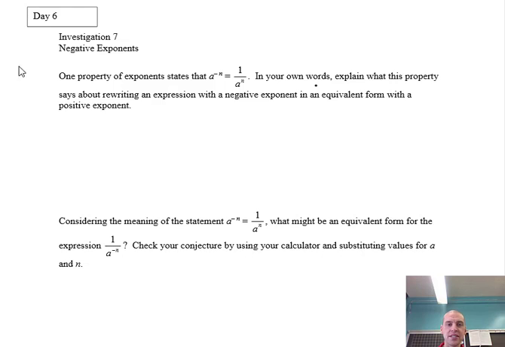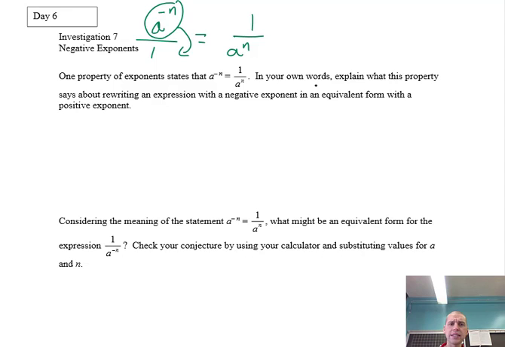Negative exponents. What this says is that if you have a base raised to a negative exponent, so in this case a is raised to negative n, the entire base that's raised to negative n will move. If it was in the numerator, it'll move to the denominator, or if it was in the denominator, it would move to the numerator, and the exponent becomes positive. So in this case, a to the negative n over 1, we move a to the negative n to the denominator, and you're going to get 1 over a to the n.